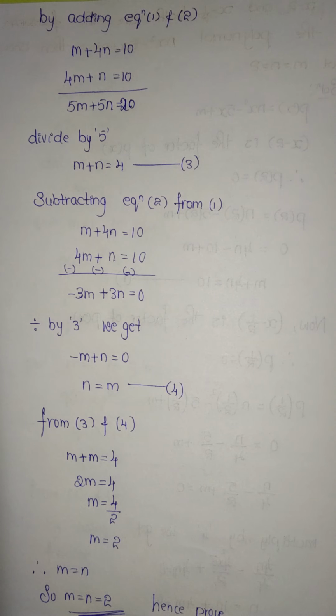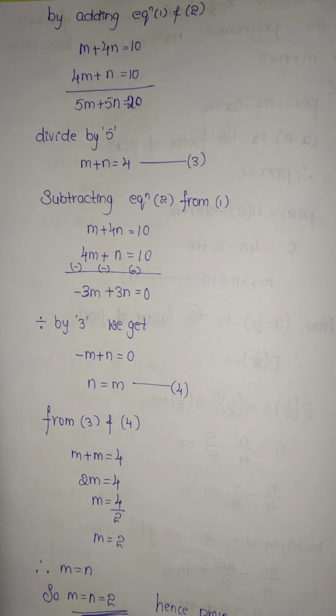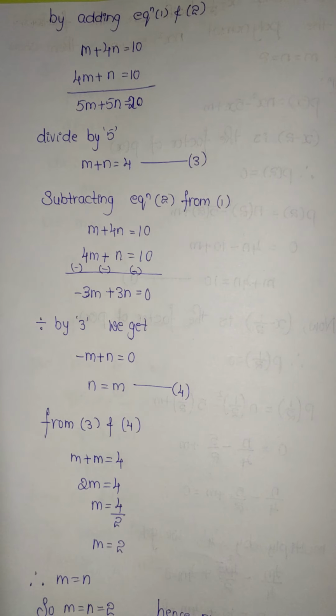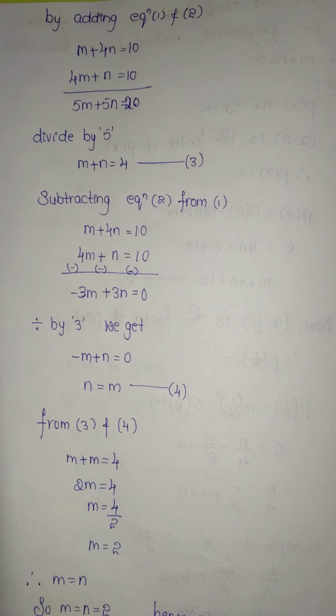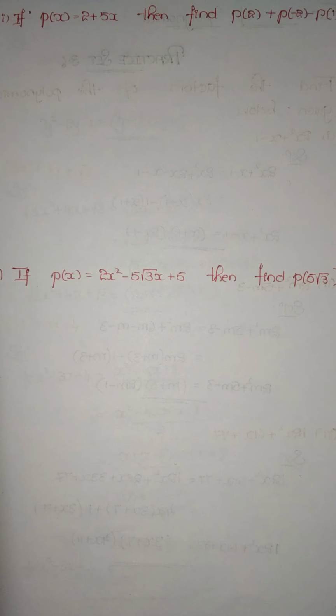So it completes our question number 12. Next, last question, question number 13. In that there are two sub questions. So let's start question number 13. First one: if p of x equal to 2 plus 5x, then find p of 2 plus p of minus 2 minus p of 1.